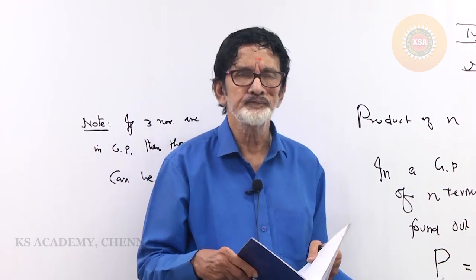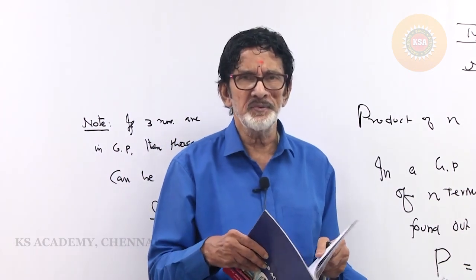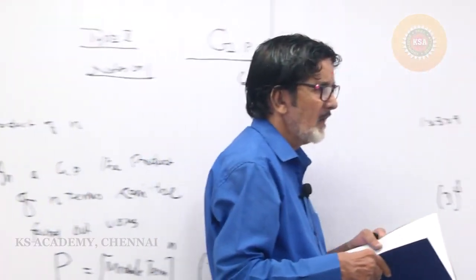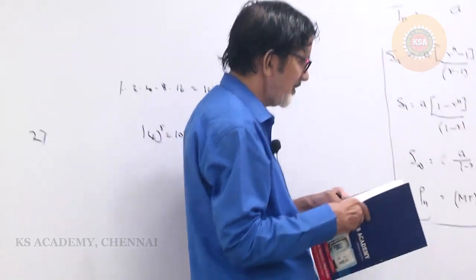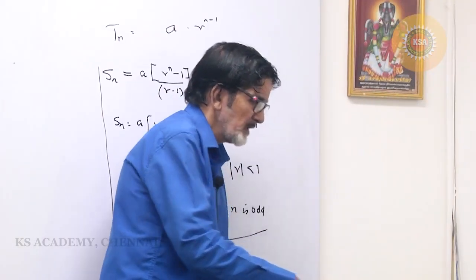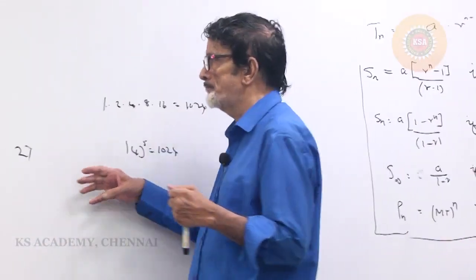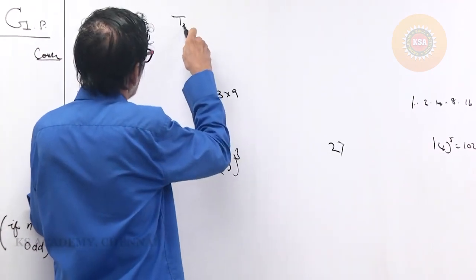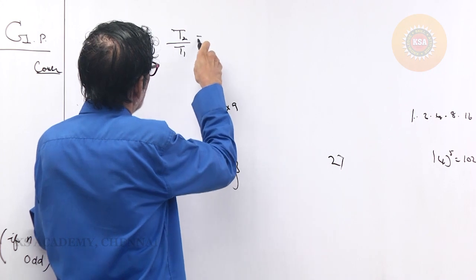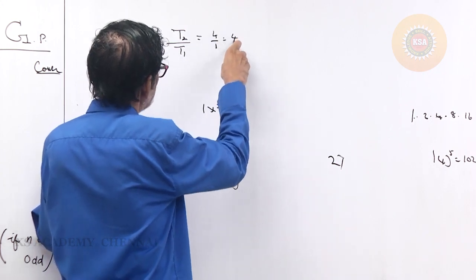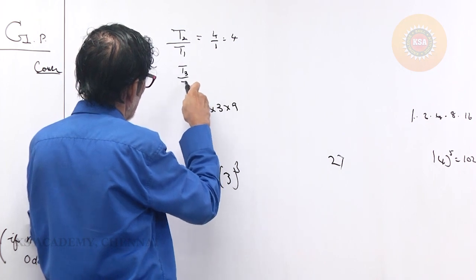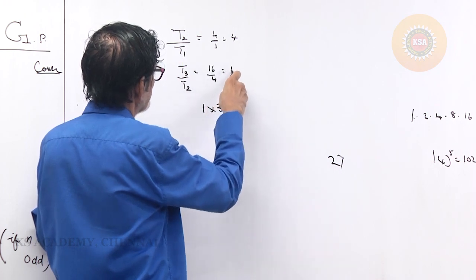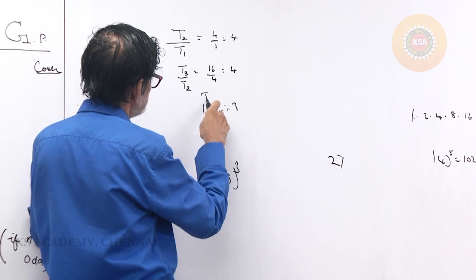First you write: the given series is geometric, GP, because T2 by T1, you have to calculate, 4 by 1, and T3 by T2 you have to calculate. They are same.